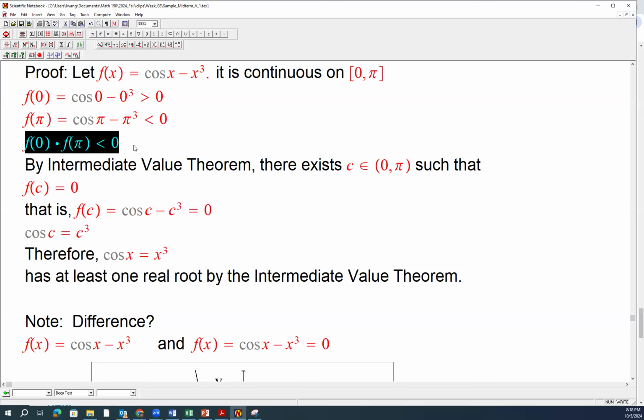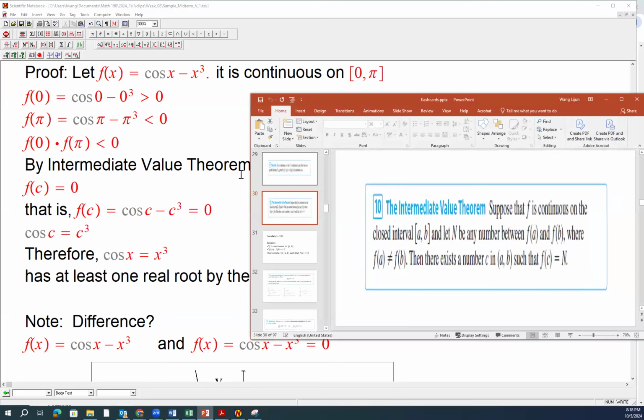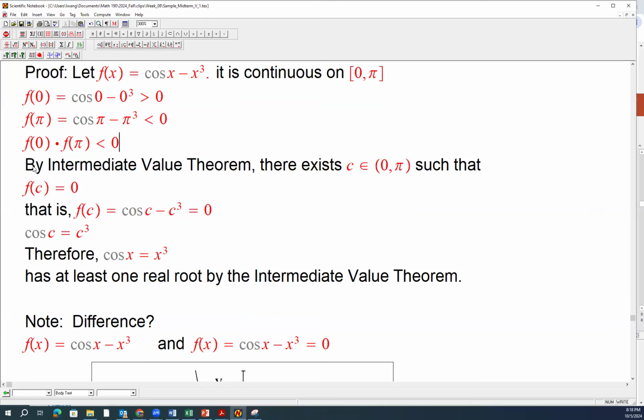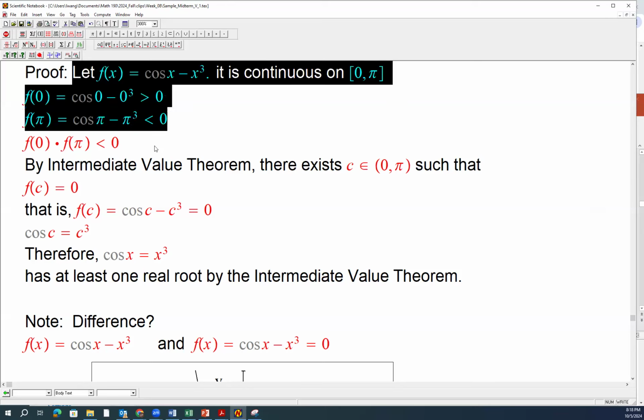So we're using the corollary. It doesn't matter, because you just have to say the capital N. If you use the intermediate value theorem, the capital N is 0. If you use the corollary, the capital N is also 0, but capital N was not mentioned. All right, so both conditions are satisfied. Then we can apply the intermediate value theorem.